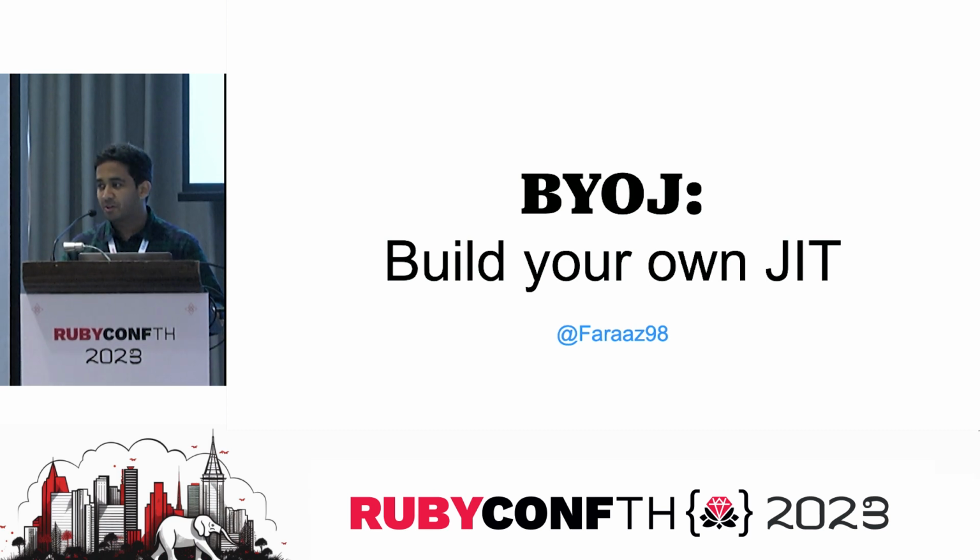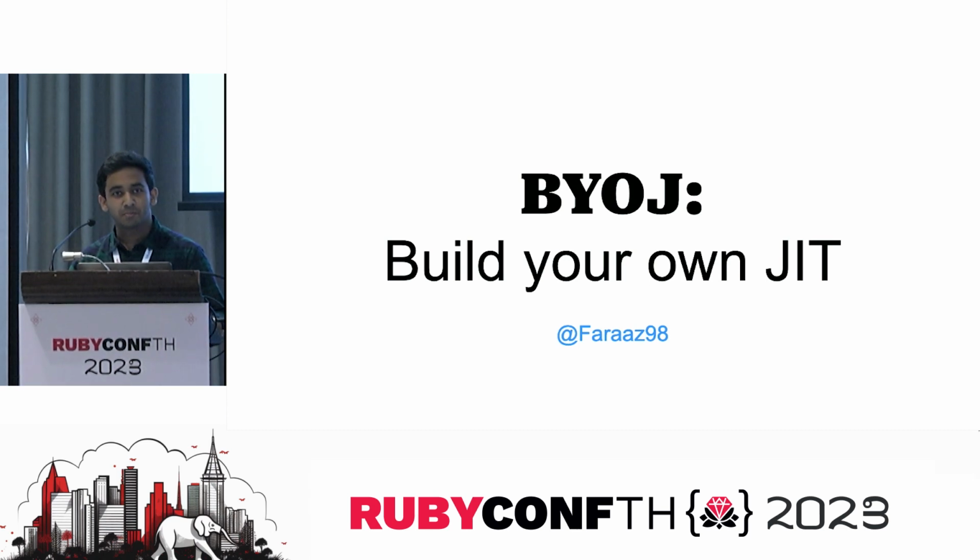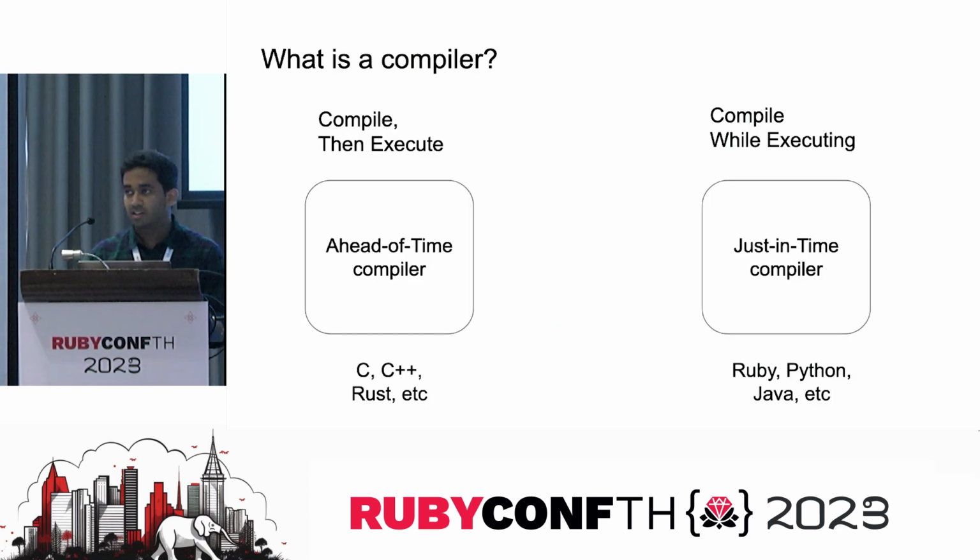Today, I'll be talking about building your own just-in-time compiler, or JIT for short. So, what is a compiler? There are basically two types of compilers. One is your ahead-of-time compiler, which is used by languages like C, C++, Rust, and stuff like that. What it does is first compile your code into machine code, and then you can run it how you want. Whereas a just-in-time compiler will execute while your code is running.